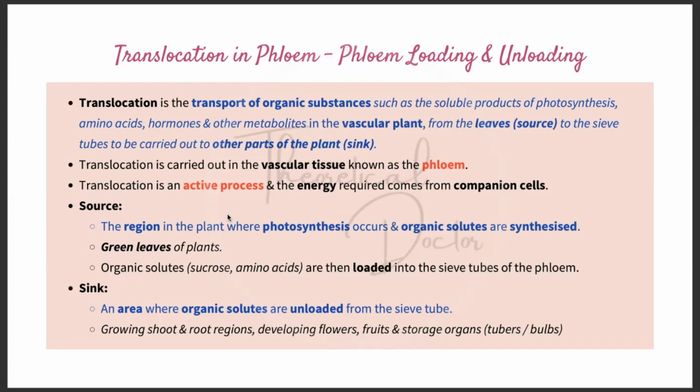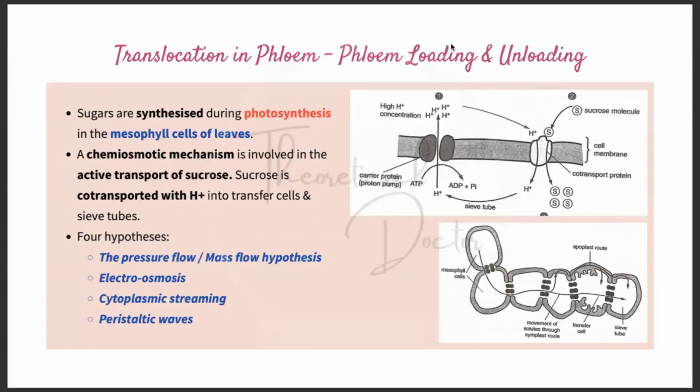Now sink. Sink is an area where organic solutes are unloaded from the sieve tube, where it comes out. Source is where it goes in. Sink is where it comes out. Examples of sink would be the growing shoot and root regions, developing flowers, fruits, and storage organs such as the tubers and bulbs. Sugars are synthesized during photosynthesis in the mesophyll cells of leaves.